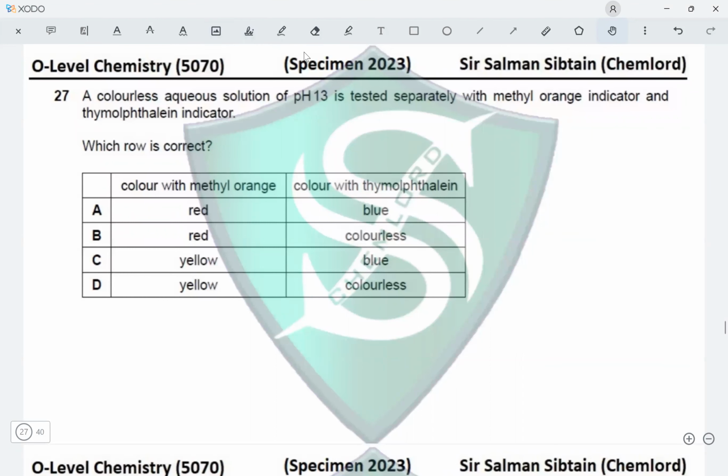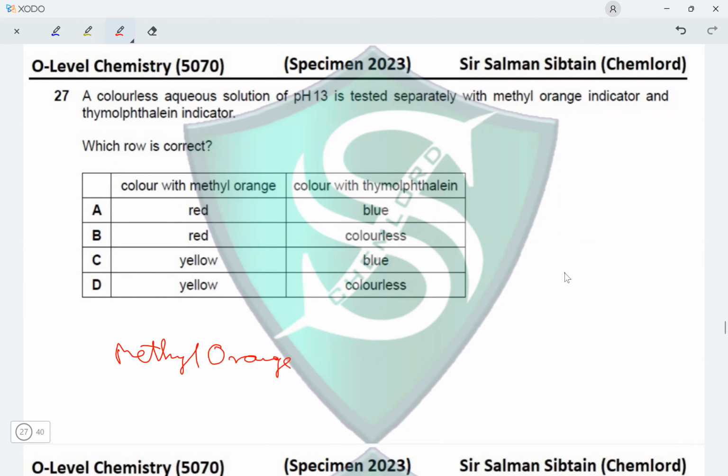Question 27. A colorless aqueous solution of pH 13 is tested separately with methyl orange indicator and thymolphthalein indicator. Which row is correct? In order to answer this question, we need to know that methyl orange under acidic conditions appears red in color and under alkaline conditions appears yellow in color. This is something we need to remember.